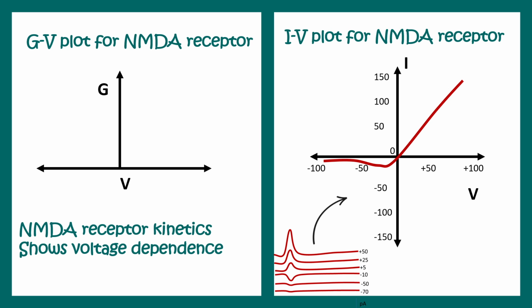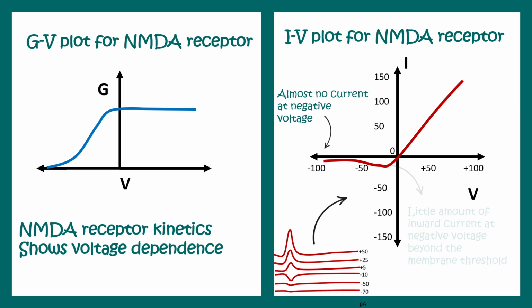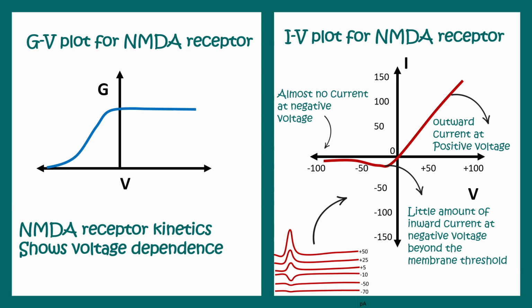Even if you don't know anything about the NMDA receptor properties, from these electrophysiological graphs you can make out that almost no current is present at a negative voltage. Now when the voltage becomes a bit more positive compared to minus 100, for example in a range of minus 50 to 0, which is above the resting membrane potential or reaching the action potential threshold, you can see a small amount of inward current flowing through it. But the current is high in amplitude and outward in direction when the voltage is positive.